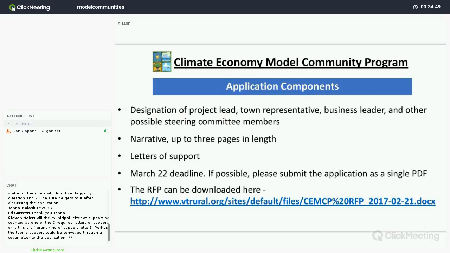Honestly, our hope is that this is a relatively manageable application. We tried to keep the burden relatively low. What we really are interested in seeing in the narrative is some sense from the community of what potential they see in participating in this program. Where do they see opportunities to advance initiatives in this climate economy space, and some vision of what the possibilities are. That does not mean you have to identify the 3 key initiatives that you expect to come out of this process. It more needs to be a high-level sense of what the potential is and what the opportunity is for your community.